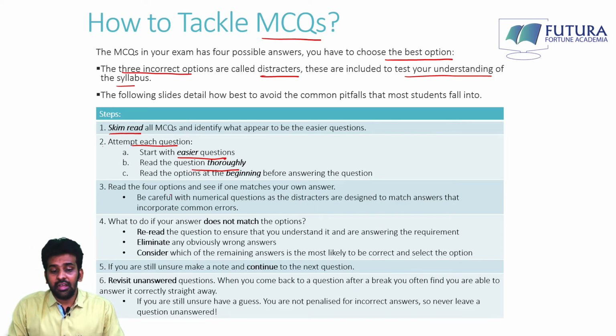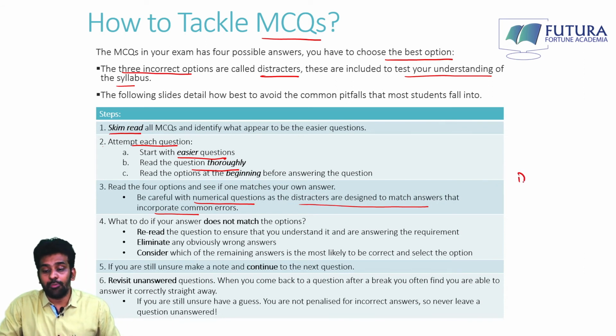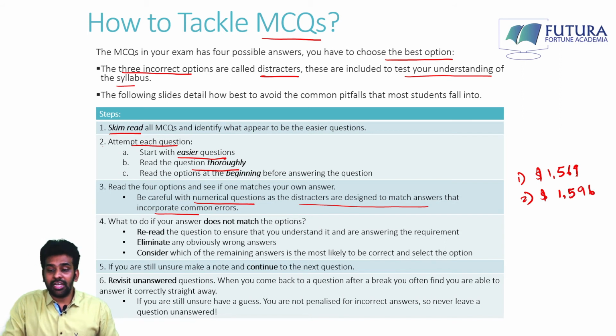The next step is read the 4 options and see if any of the options matches your answer. Be careful with numerical questions, as there are distractors which are designed to match the answers that incorporate common errors. So in your exam, there could be a question where option 1 could be $1,569, and there could be another option where the amount would be 1,096. So ensure that your calculations are so perfect that you choose the correct option, because options 1 and 2 are almost similar, the only difference is between these two numbers. So ensure that you don't pick up the wrong option.